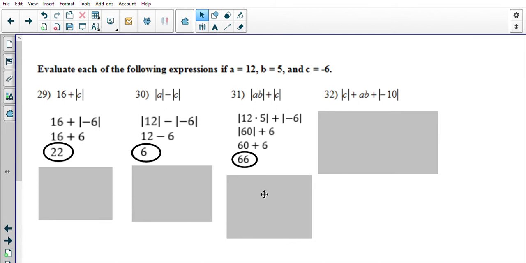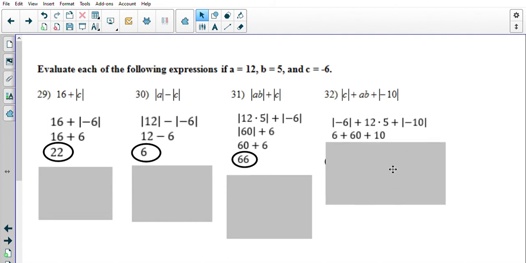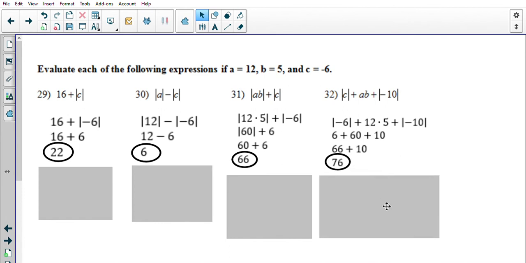Number 32, we see it again: the absolute value of negative 6 plus 12 times 5, that's AB, plus the absolute value of negative 10. The absolute value of negative 6 is 6, 12 times 5 is 60, the absolute value of negative 10 is 10. Add all those together, we get 76.